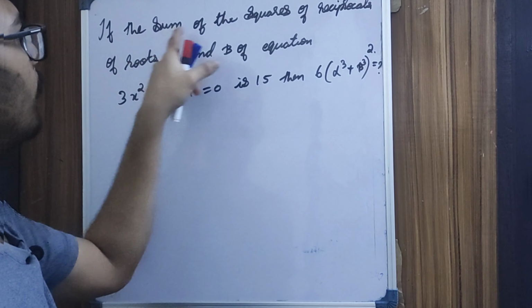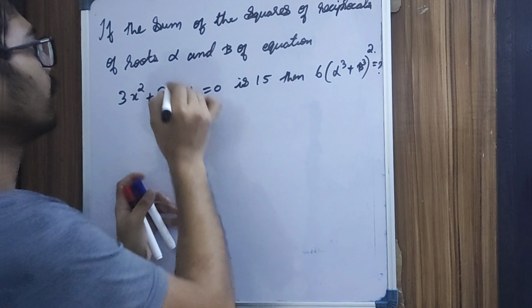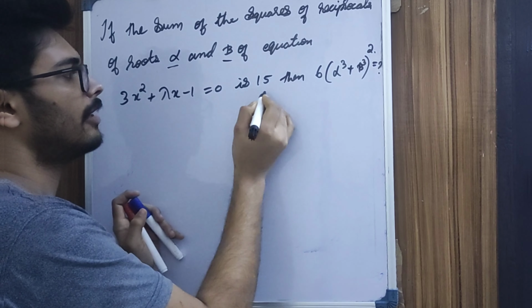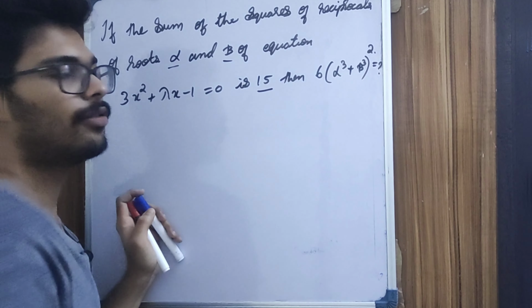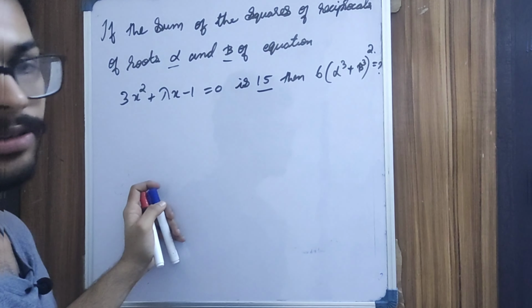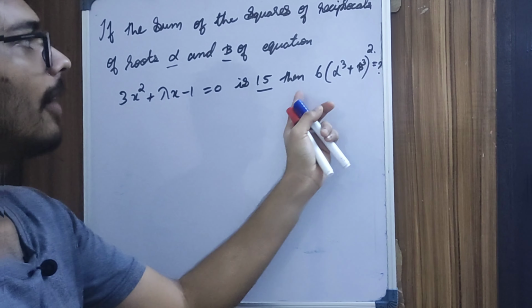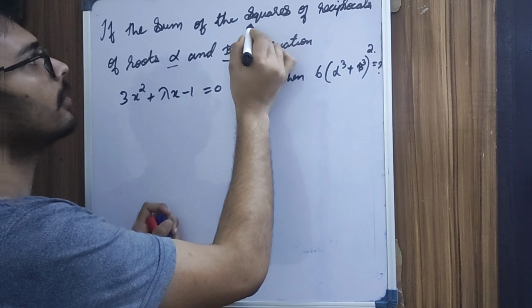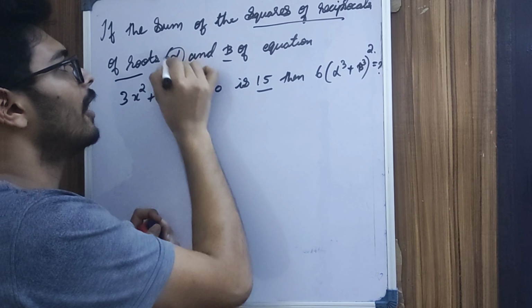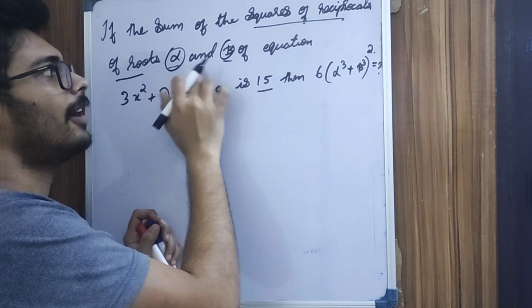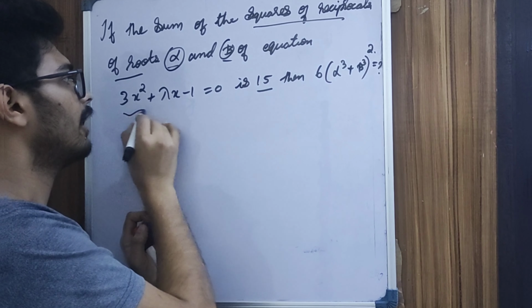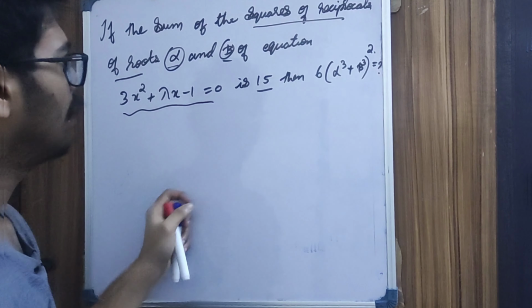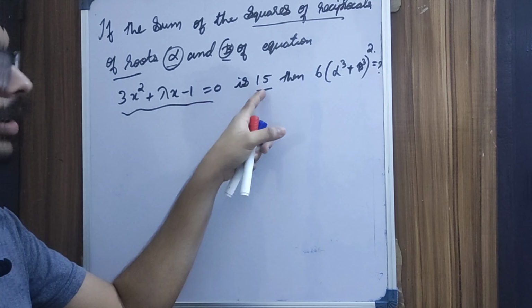In this, if the sum of the squares of reciprocals of roots alpha and beta of the quadratic equation is 15, then 6 into (alpha cube plus beta cube) the whole square will be equal to what? So we need to find the value of this quantity. It is given that alpha and beta are the roots of this quadratic equation, and the sum of the squares of reciprocals is 15.